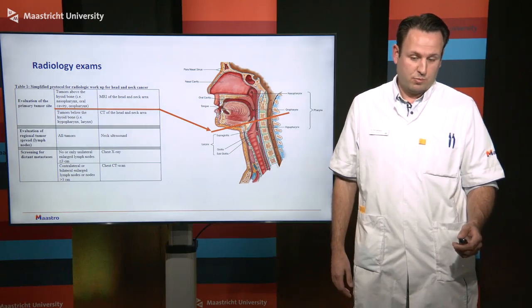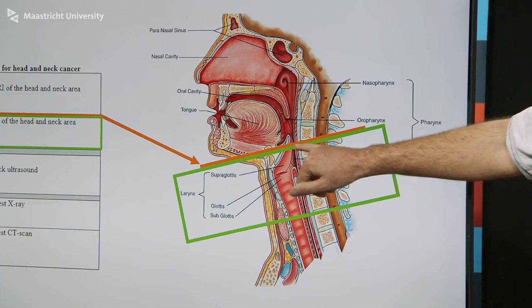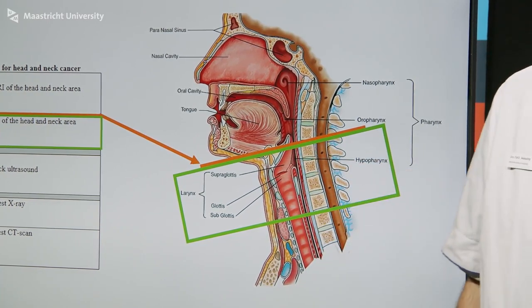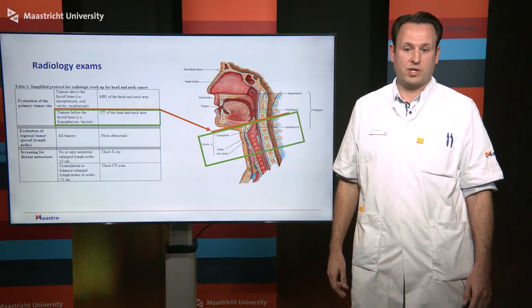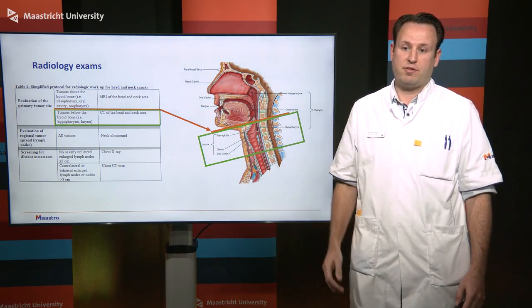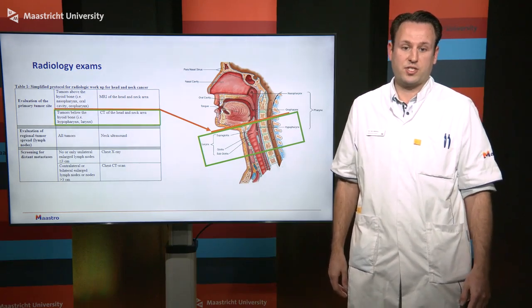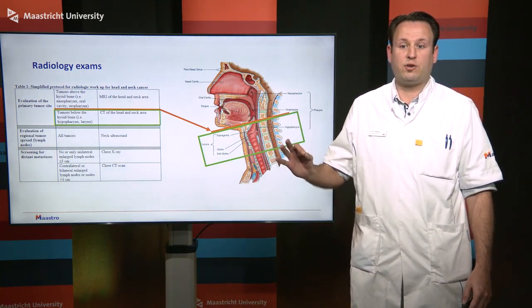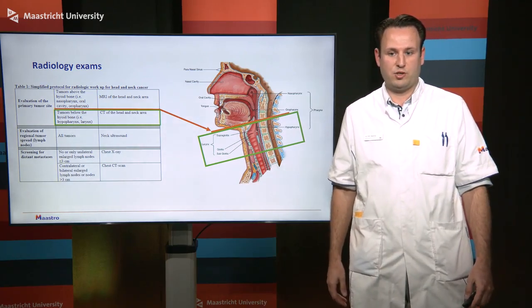In this case, we have a tumor at the piriform sinus, which is in this area, so then we prefer CT scan. That's what we did. For all patients with head and neck cancer, we want to perform ultrasound of the neck lymph nodes, just to see if the enlarged lymph nodes are also suspicious on ultrasound, but also to perform fine needle aspiration to confirm malignancy in the enlarged lymph nodes.